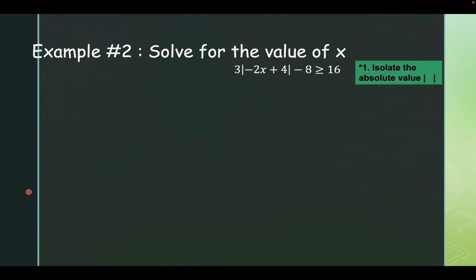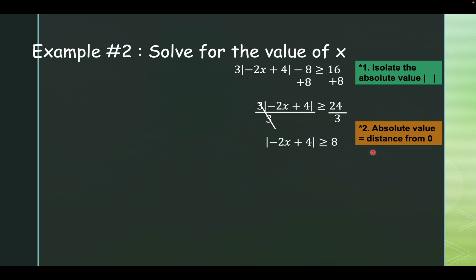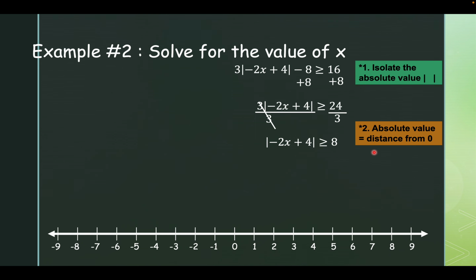Here's a little more complicated inequality. Much like solving our equations, we need to isolate the absolute value. So we need to move the 8 over first, and then we can divide by 3. And now we have the absolute value of negative 2x plus 4 isolated, and it's going to be greater than or equal to 8. So again, absolute value is the distance from 0. So when is the distance bigger than 8? Well, our starting point is going to be 8 or negative 8, and that's where we can come up with our inequalities.